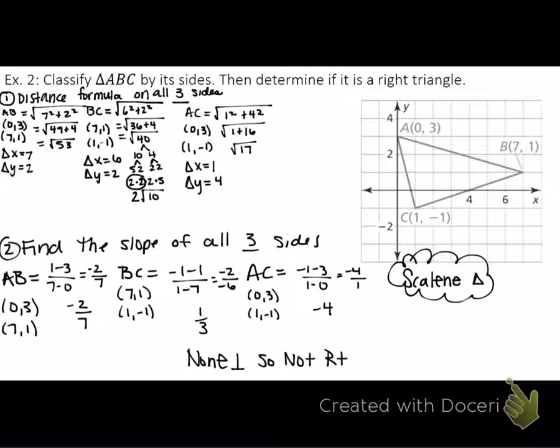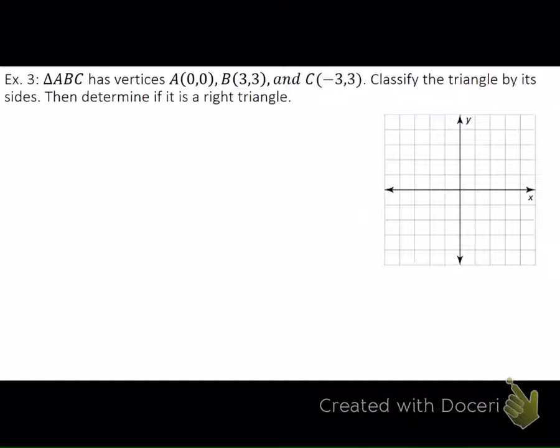We're not going to classify it. It's probably an acute scalene triangle. It looks like all the angles are less than 90 degrees, right? But we are not going to assume that. All right, one last problem. Go ahead and plot that and connect it.